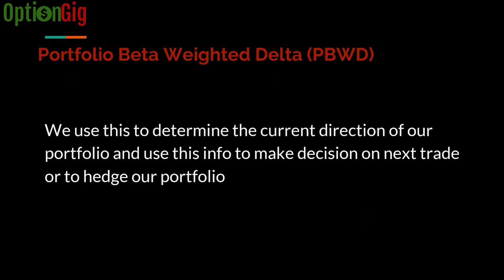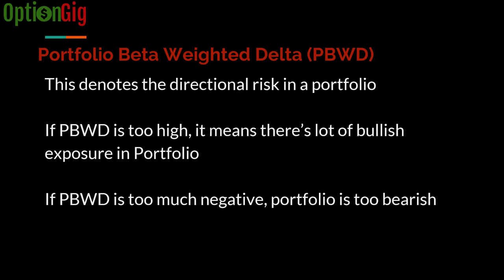So now we can use this particular information, the portfolio beta weighted delta, to determine the current direction of our portfolio. And we can use this information to make a decision on the next trade, or if we want to make hedging decisions for our portfolio, right? For example, if the portfolio beta weighted delta is too high for your portfolio size, and this varies from trader to trader and how comfortable a trader is.